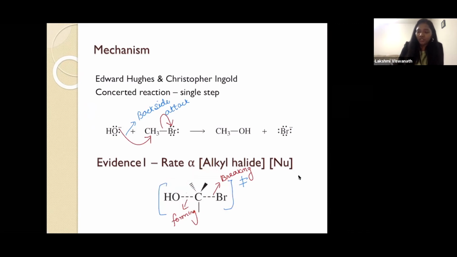Which means as you increase the concentration of the alkyl halide or the nucleophile, the rate of the SN2 reaction is going to increase. Or in other words, if you decrease one of these, the rate is going to decrease because there is going to be decreased collision between the two reactants.